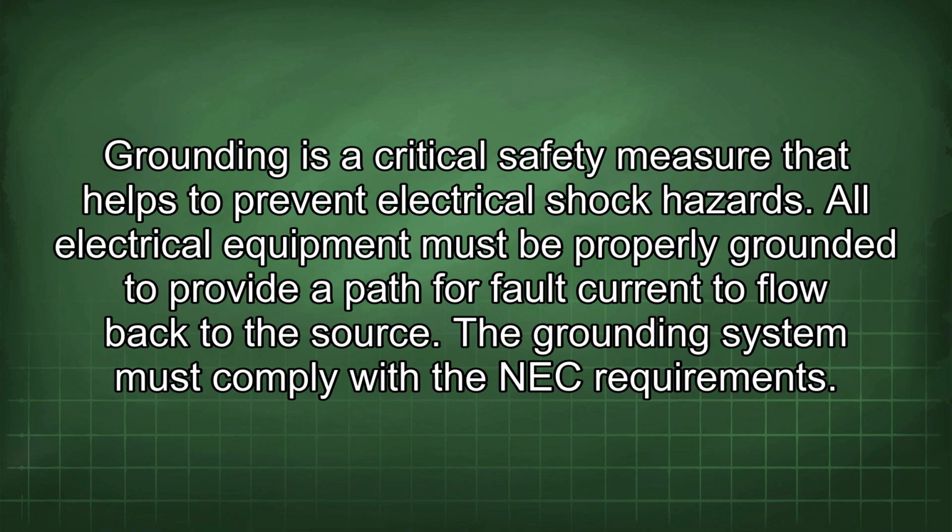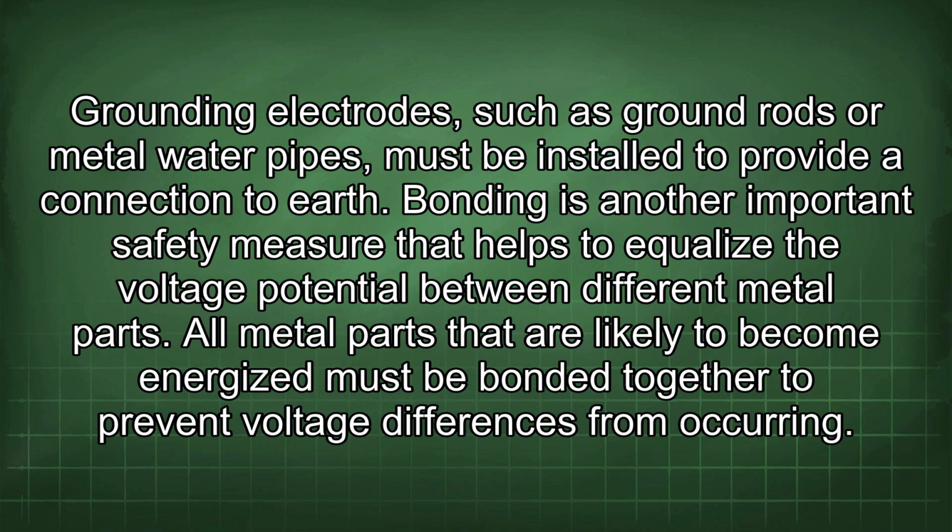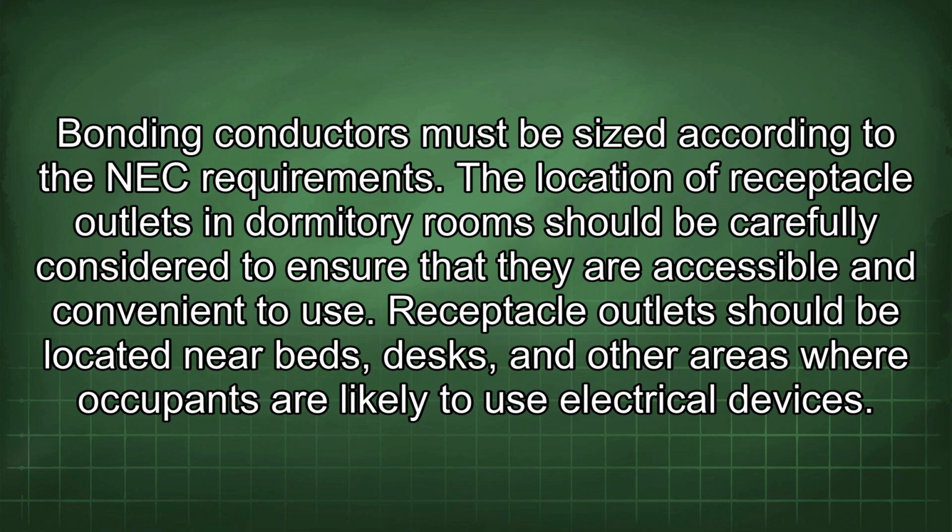The grounding system must comply with the NEC requirements. Grounding electrodes, such as ground rods or metal water pipes, must be installed to provide a connection to earth. Bonding is another important safety measure that helps to equalize the voltage potential between different metal parts. All metal parts that are likely to become energized must be bonded together to prevent voltage differences from occurring. Bonding conductors must be sized according to the NEC requirements.